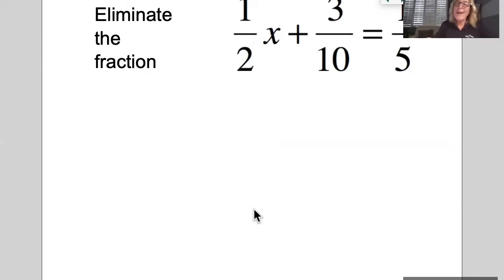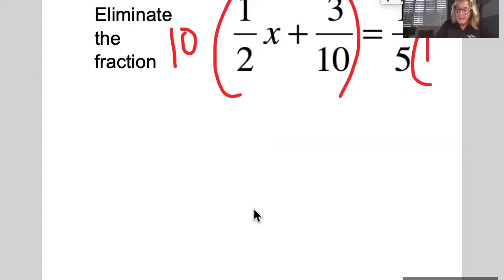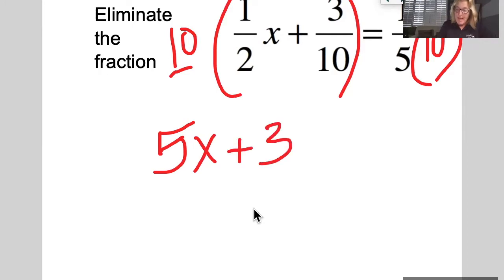If we eliminated all of them by multiplying each side by that least common denominator, so let's say we took 10 and multiplied this side by 10 and this side by 10. Because 10 is a multiple of 2, 5, and 10, it would eliminate the fractions because they would simplify or cancel away. So let's use the distributive property. 10 times 1/2 is 5, so 10 times 1/2 x would be 5x. 10 times 3/10 would be 3. And that would be equal to 10 times 1/5, which is 2.